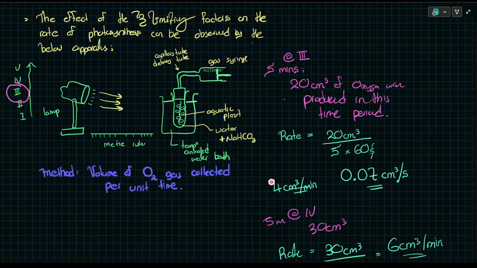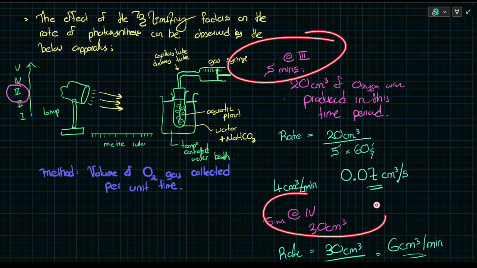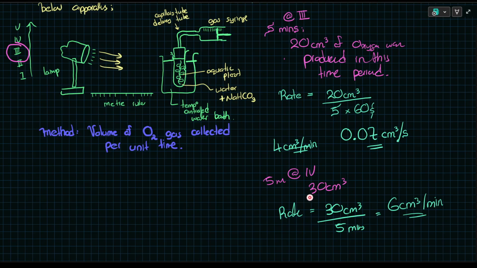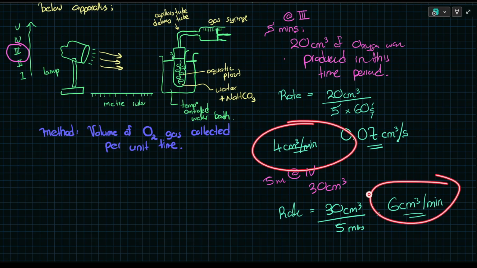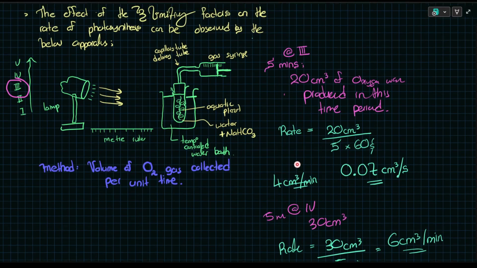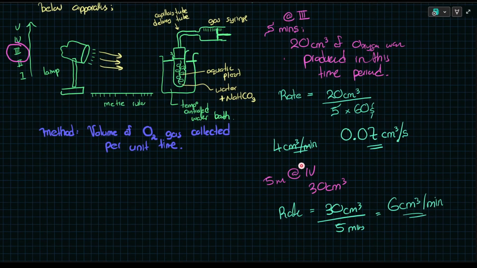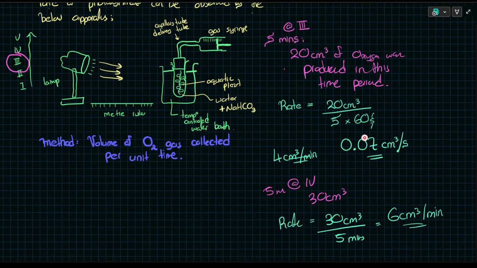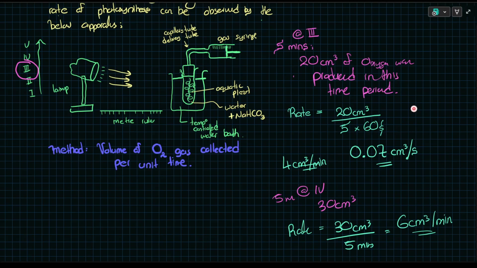I bumped up the intensity from intensity 3 to intensity 4, so that is increased, and as a result, 4 cm3 per minute has increased to 6 cm3 per minute. So there's an increase in the rate of photosynthesis, and therefore our results are concordant with whatever we predicted in our hypothesis, and this experiment is a true experiment.